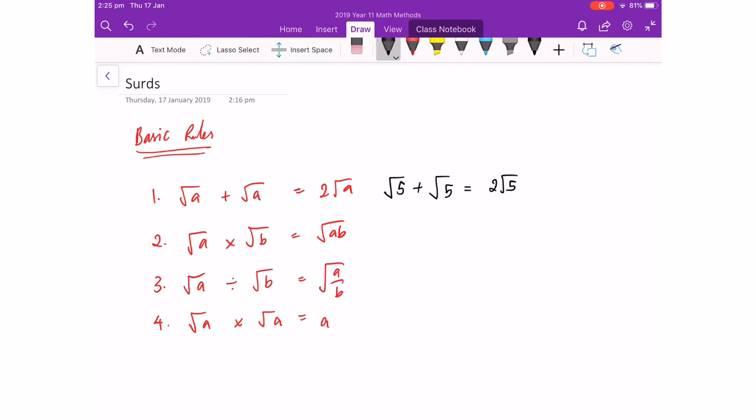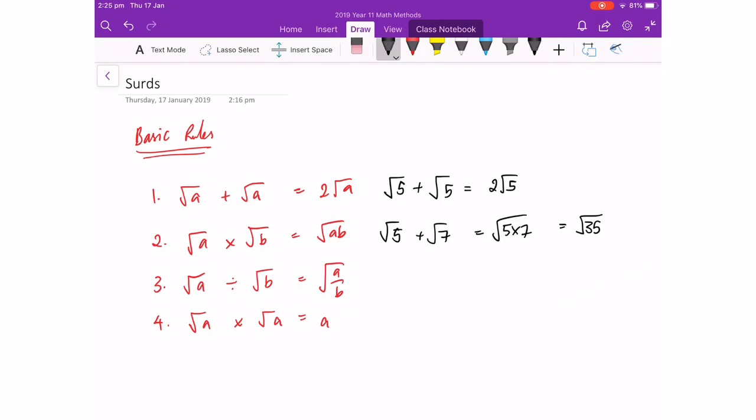The next one is square root of a times square root of b is equal to square root of a times b. Remember, letters next to each other means they're multiplied. So for example, square root 5 times square root 7 is equal to square root of 5 times 7, or square root 35. Right?